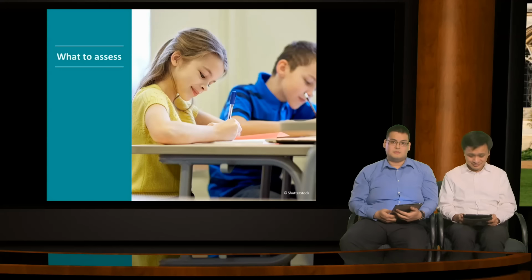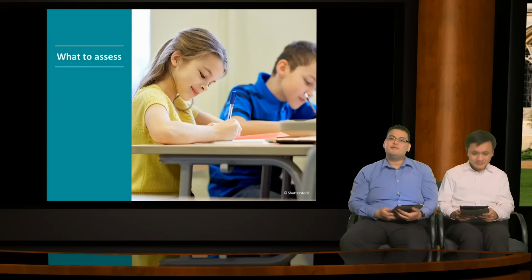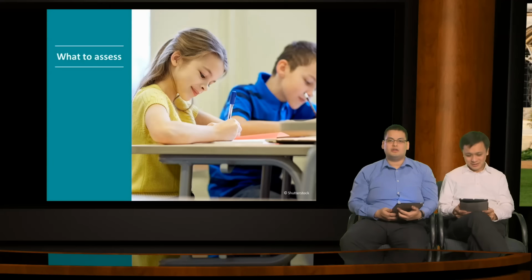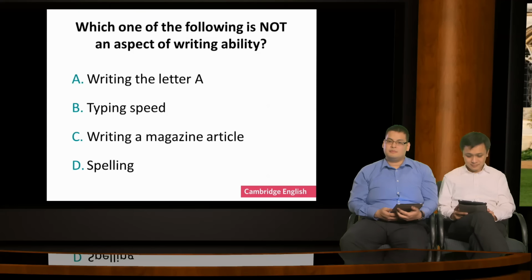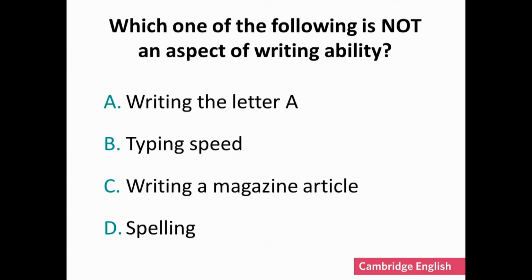Kevin? So, first of all, let's take a look at what to assess. We're going to begin this section with a poll again, so please get ready to vote. The question we'd like you to vote on is, which of the following is not an aspect of writing ability? I repeat, not an aspect of writing ability. Is it A, writing the letter A, B, typing speed, C, writing a magazine article, or D, spelling?